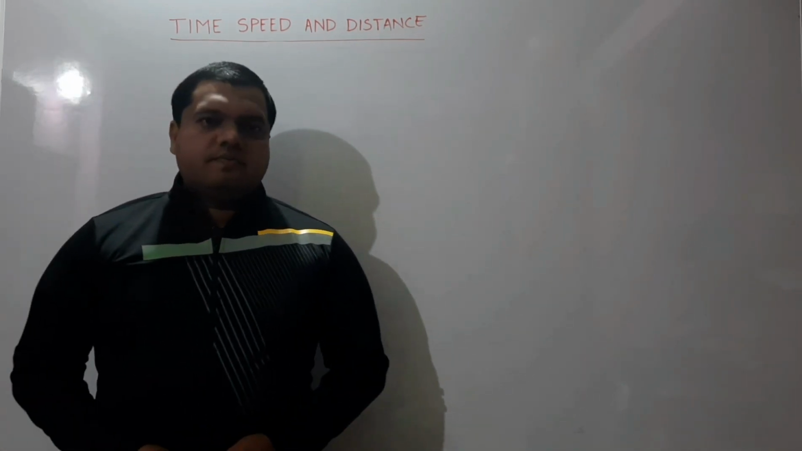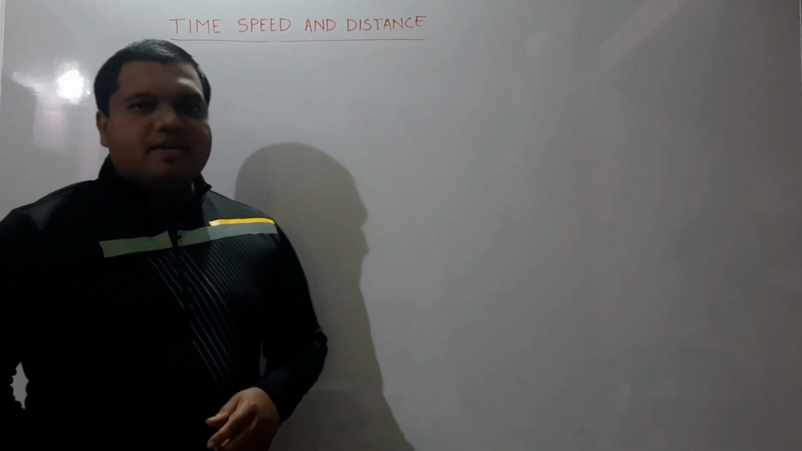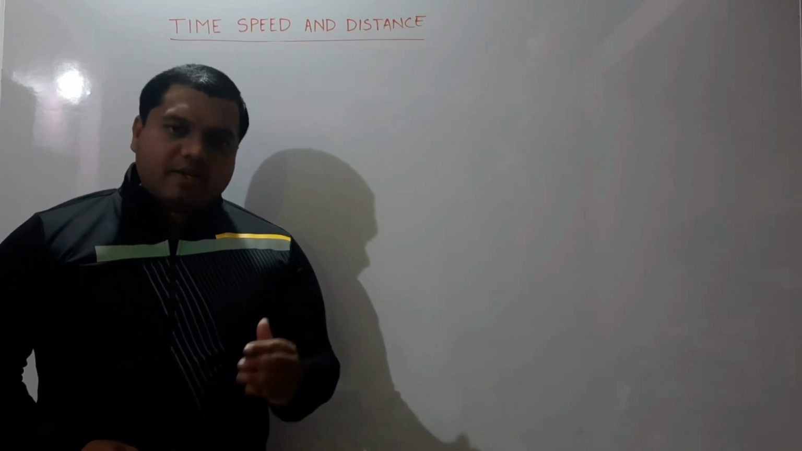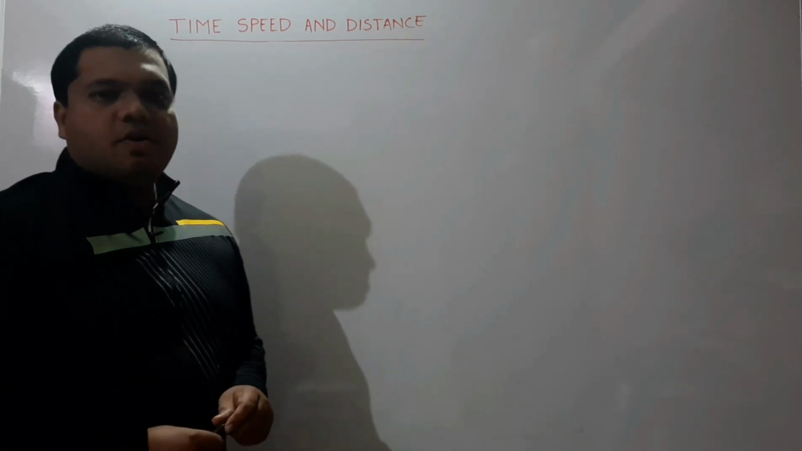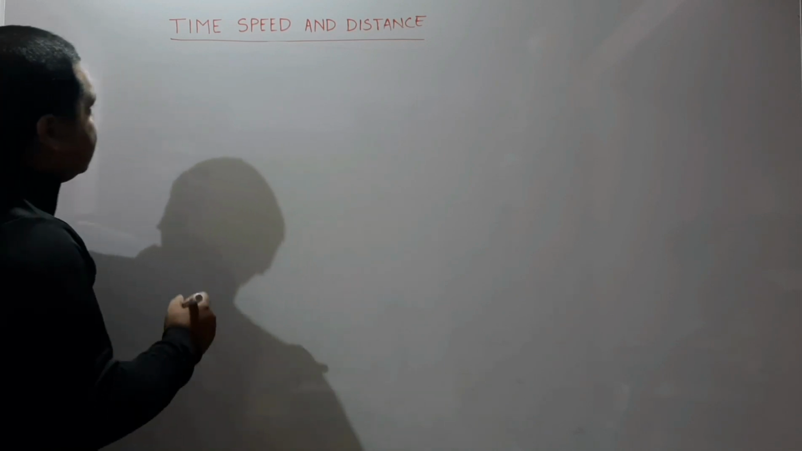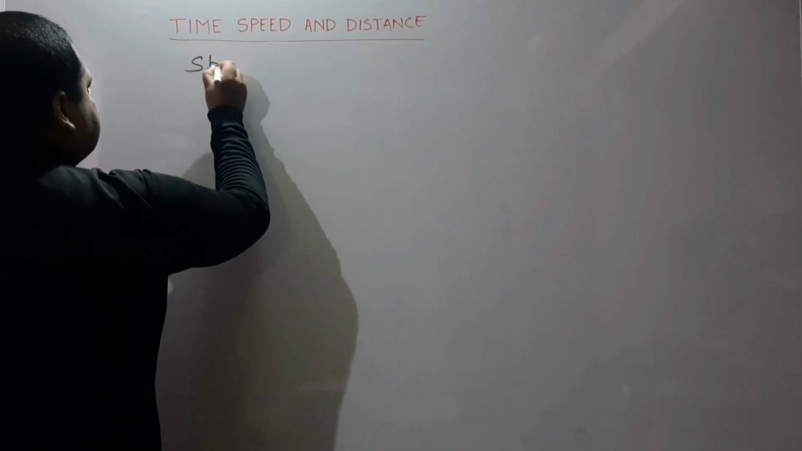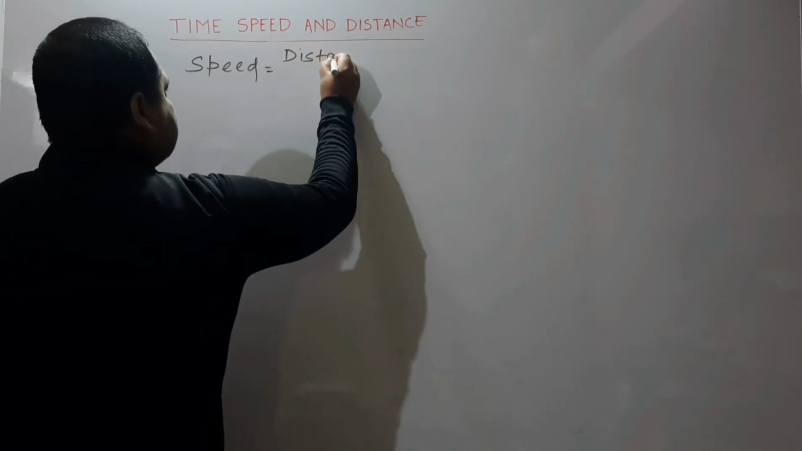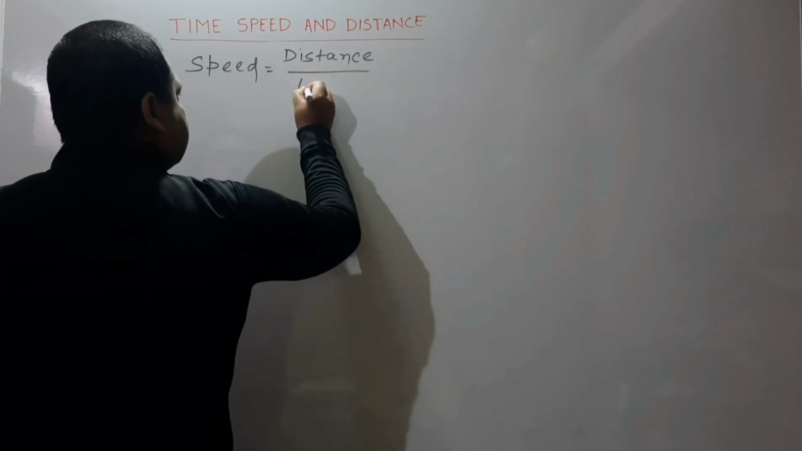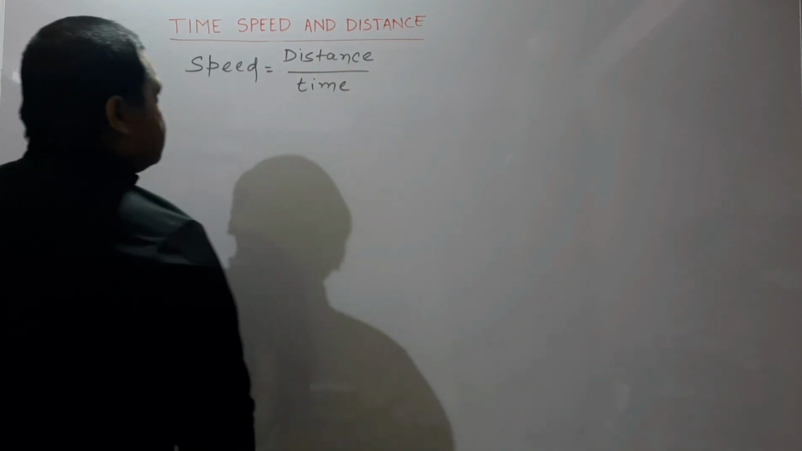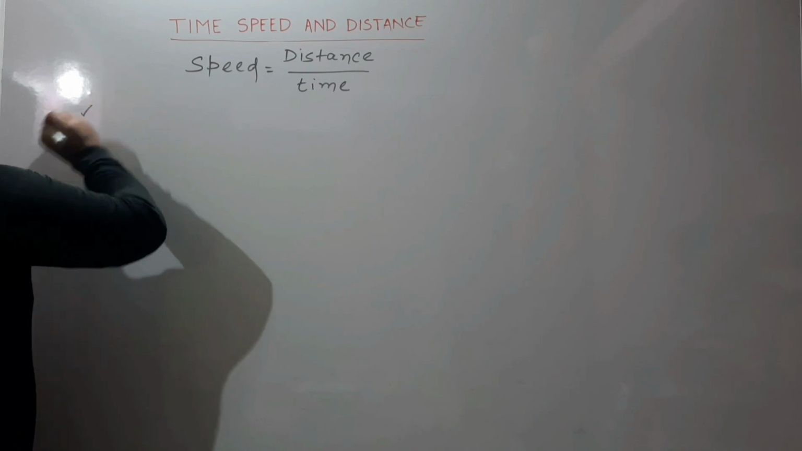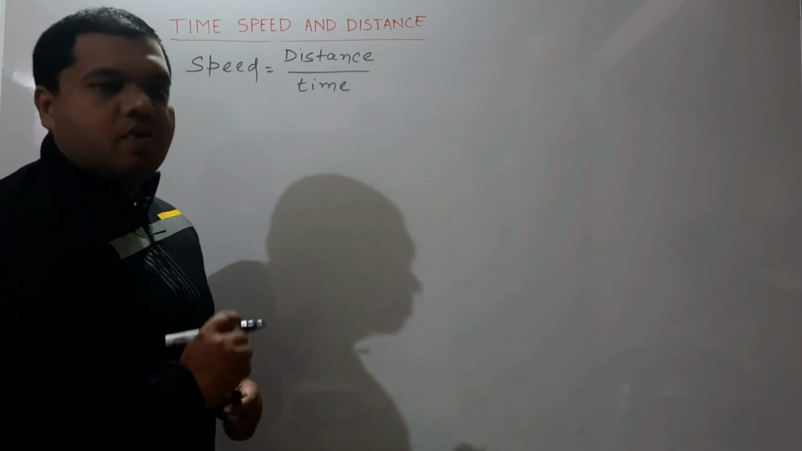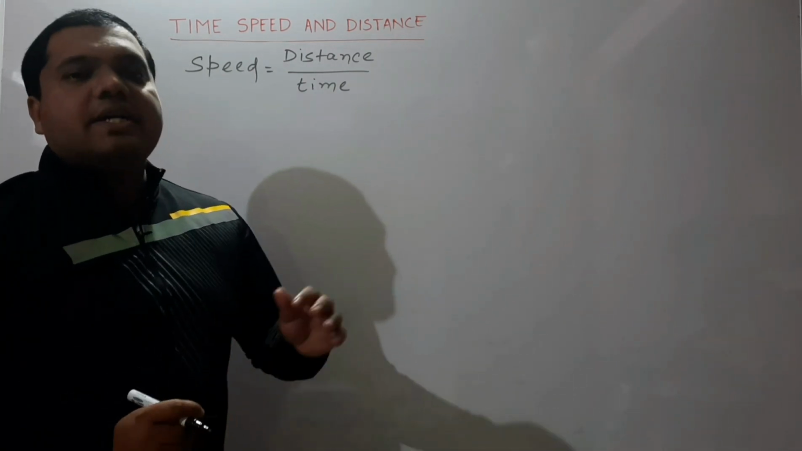Good evening to all of you. Today we will discuss time, speed and distance. What do you mean by speed? Speed is defined as magnitude of change of position of an object per unit time. Mathematically, speed is equal to distance divided by time. Concept number 1, important: what do you mean by average speed? Average speed is the ratio of total distance traveled divided by total time taken.